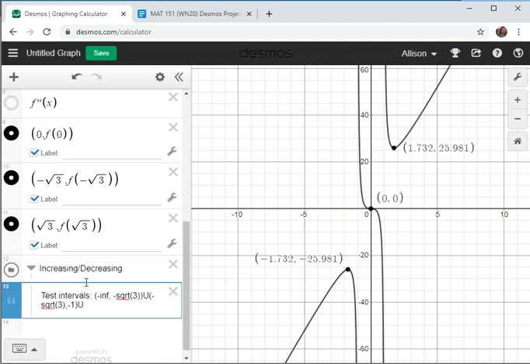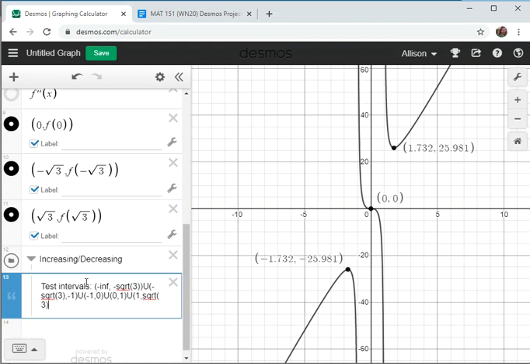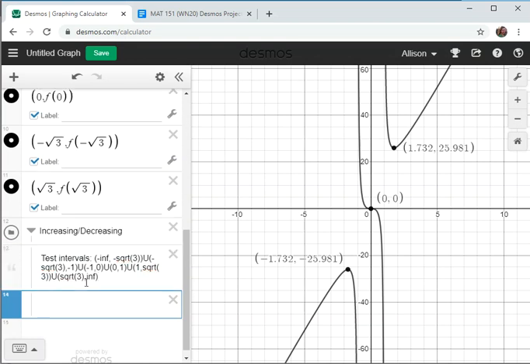Then we have union -1 to 0, union 0 to 1, union 1 to square root of 3, union the square root of 3 to infinity. Okay, those are our test intervals, and then the intervals of increase.